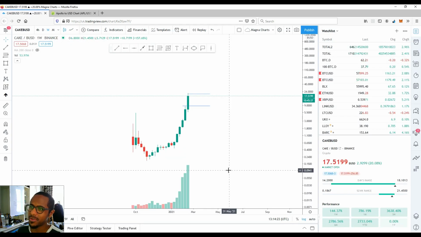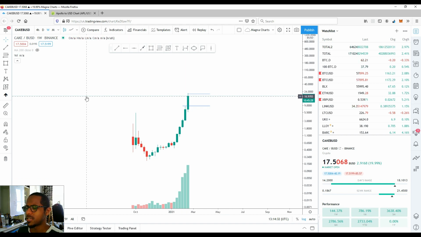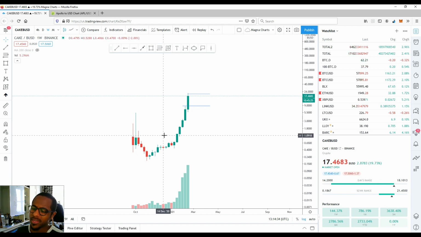Next we have Cake, PancakeSwap, a decentralized exchange running on Ethereum. Or I think it's running on the Binance chain. Correction.